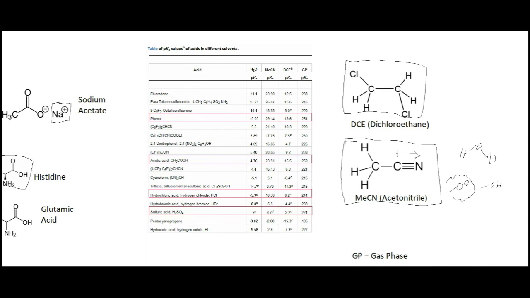Then GP is just in gas phase, so that's the pKa when it's evaporated. And you can see that the pKa goes up insanely far in the gas phase, so from 10 to 251, from 4.76 to 250, so they're all around 220 to 250. So when they are in the gas phase, they are not very acidic. But we see if we go into these hydrophobic solvents, then our pKa's increase considerably.